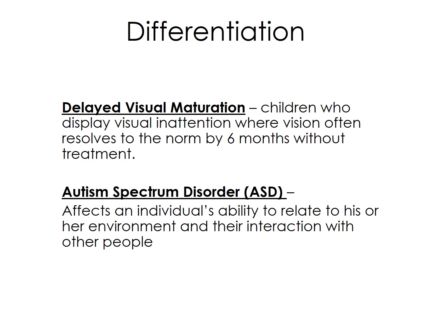Delayed visual maturation is a condition where the children display visual inattention or delay in their early years of life. Vision development commonly reaches its normal range at around 6 months of age, while autism spectrum disorder is a condition which affects an individual's ability to relate to his or her environment and their interactions with other people.